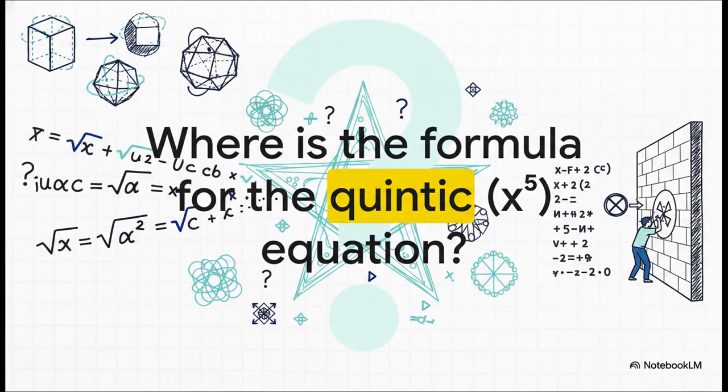So after they cracked the quadratic, mathematicians found similar, though way more complicated formulas for equations with x cubed and x to the 4th. The next steps seemed obvious, right? But for hundreds of years, nothing. No one could find a general formula for the quintic, an equation with x to the 5th power. Why? What was so special about the number 5?